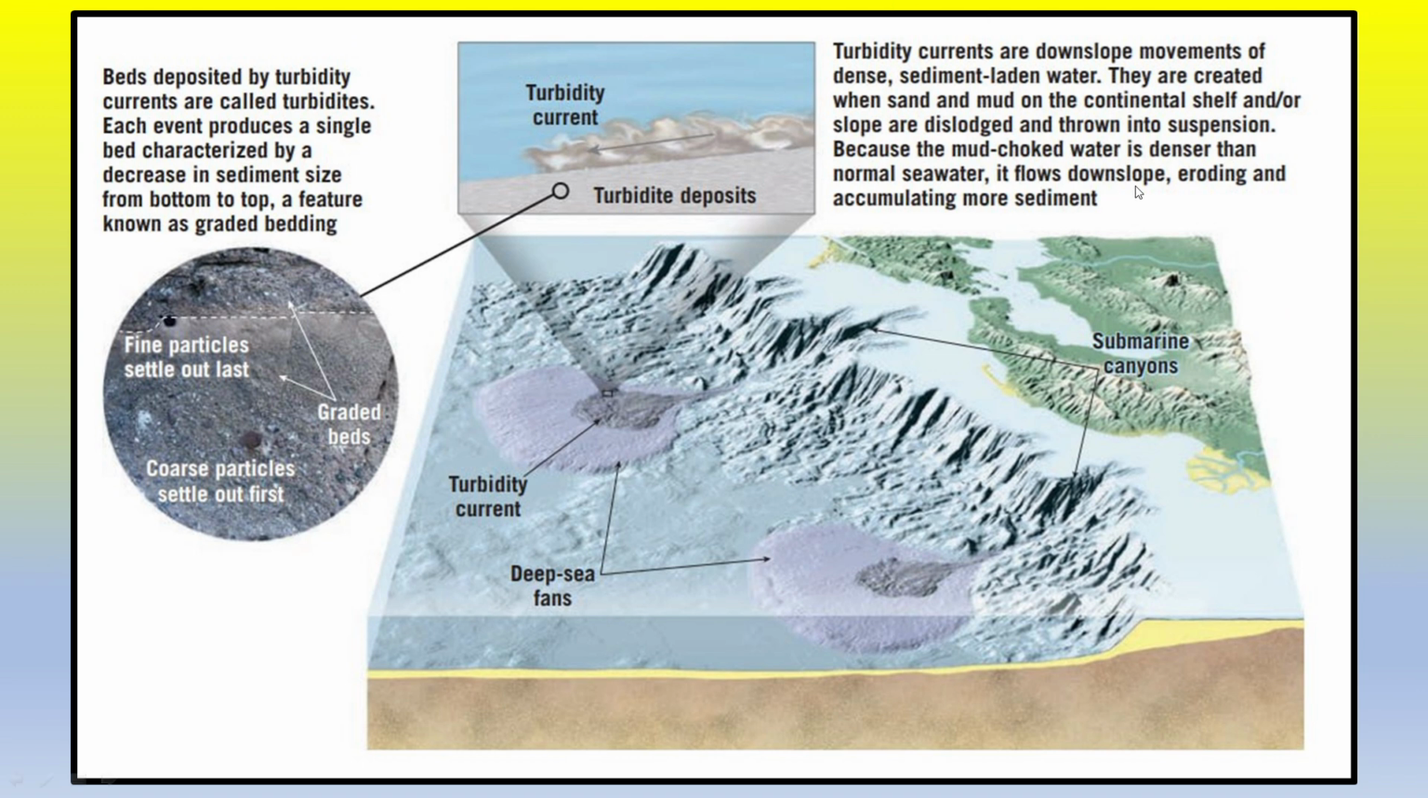Here you can see the definition, and beds deposited by turbidity current are called turbidites. Each event produces a single bed characterized by decrease in sediment size from the bottom to the top, a feature known as graded bedding. This is the picture, and turbidity current deposits are well explained by the Bouma sequence. You can check the Bouma sequence.